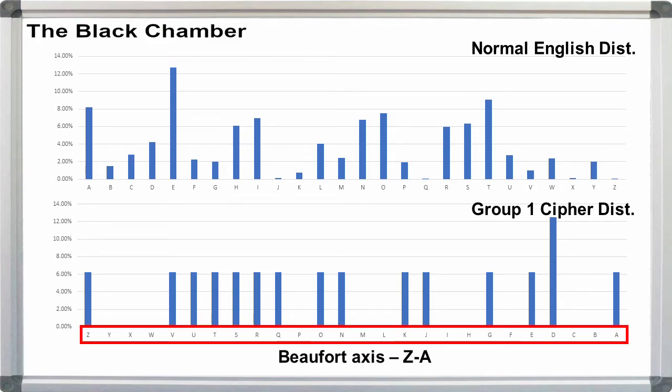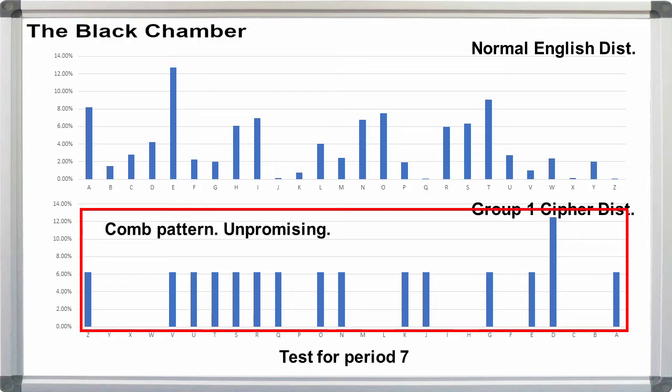Keep in mind that this is a Beaufort cipher, so we need the x-axis of our cipher graphs to read Z through A. Does this distribution look kind of right? Yes or no? I guess I'd call this a broken comb pattern. We've got one each of entirely too many different letters. So no, it doesn't look right.